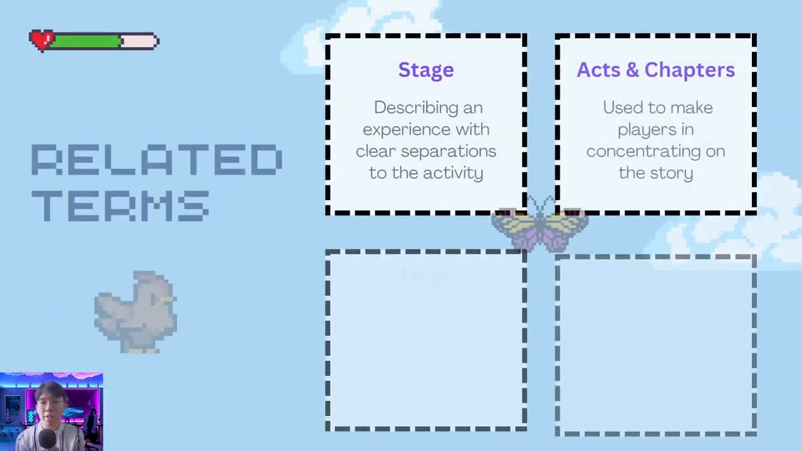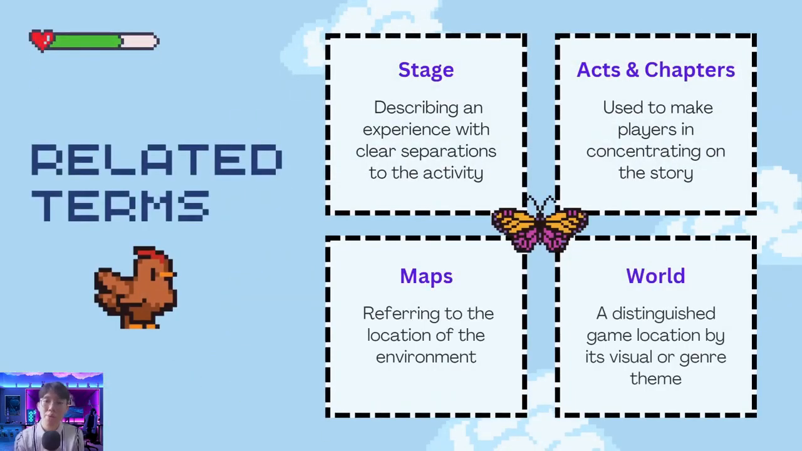There are several terms related to level. Stage is used to describe an experience that has clear separation to the activity, and acts and chapters are often used when the developers want the players to concentrate on the story of the game. Maps are often referred to as the levels by the location of the environment, and world is the game location that is distinguished primarily by the visual or genre theme.